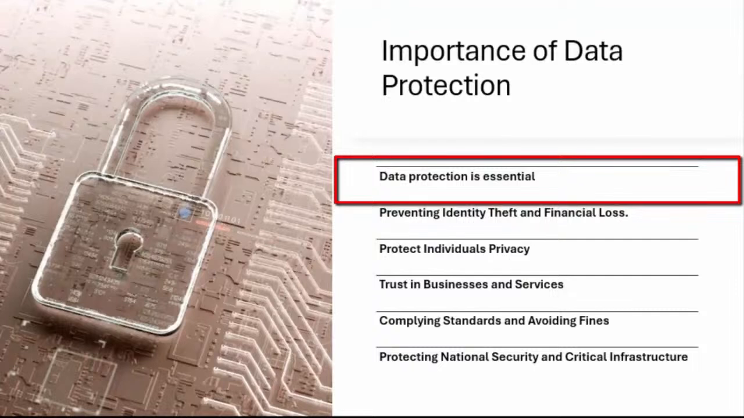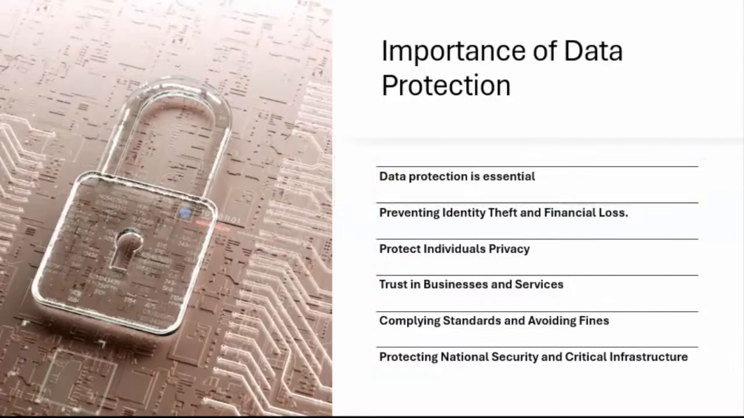Data protection is essential because it safeguards personal information, which is critical for individuals' privacy and security, and ensures that organizations maintain trust and compliance with legal standards. This protection is increasingly important with the rise of data breaches and cyber threats. Here are some key reasons why data protection is crucial, along with real-world examples.